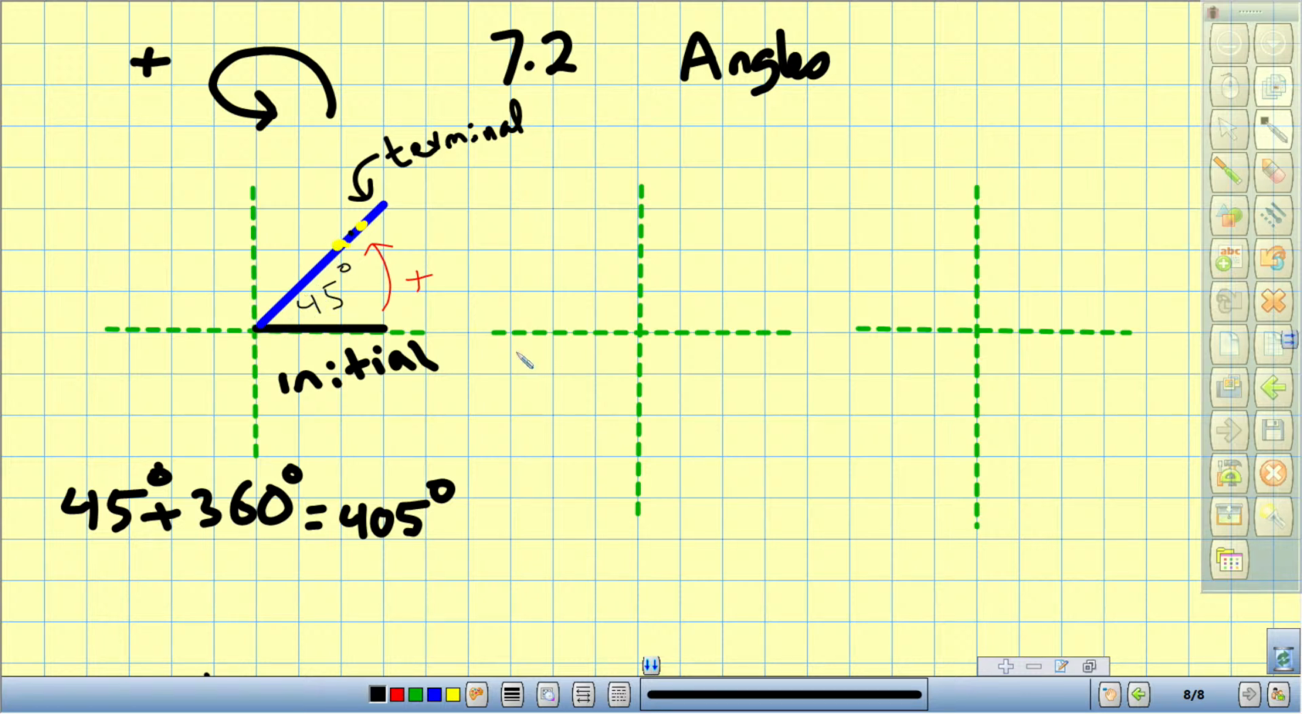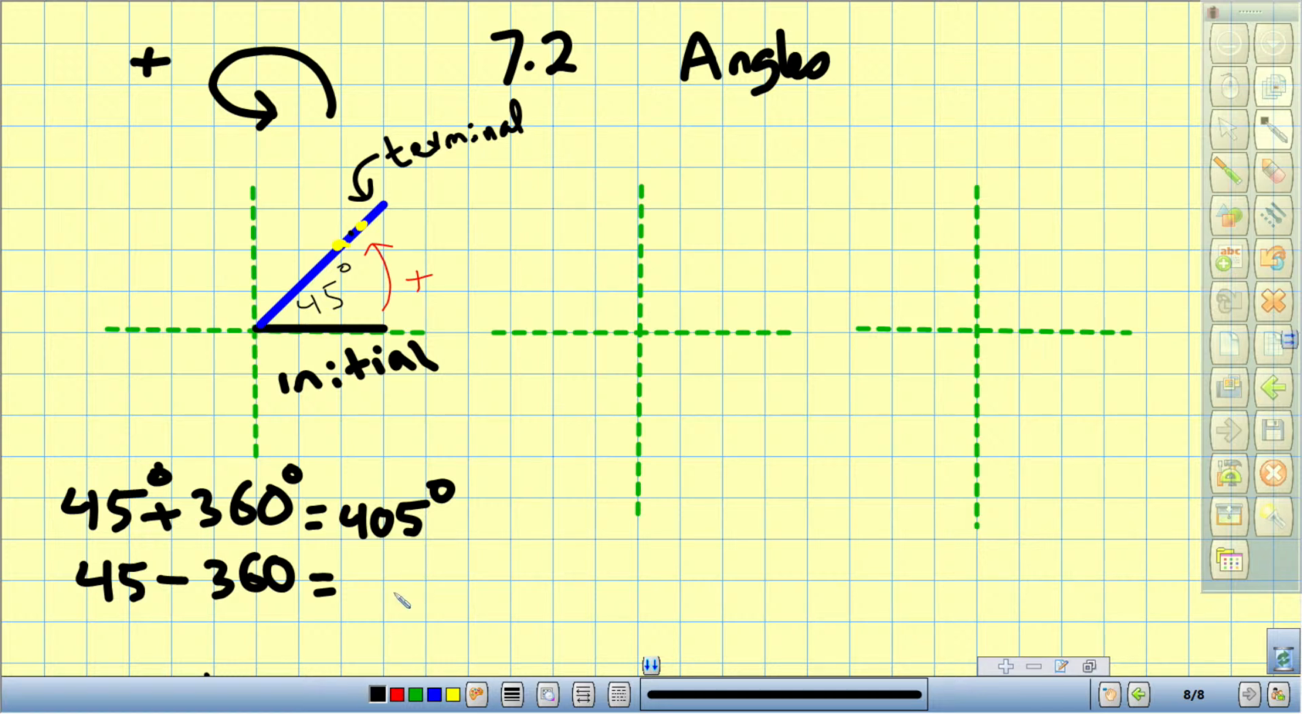Okay, so now let me think about this. What if I wanted a negative roommate? Yeah, you're going to have some of them if that's what you end up doing. With 45, all you do is subtract. You subtract 360 from it. You're going to land on the same spot, but you're going to have a negative roommate. So somebody find this out for us. What is 45 minus 360?